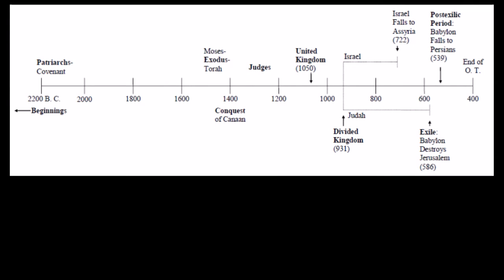So here's the 9 periods of Old Testament history charted out for us on a date line. Beginnings, patriarchs, Exodus, conquest, judges, United Kingdom, divided kingdom, exile, and post-exilic period. So we're going to help you memorize that.